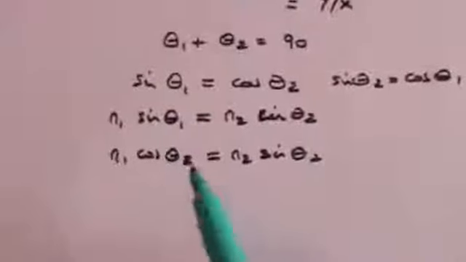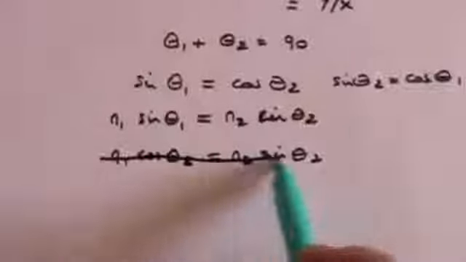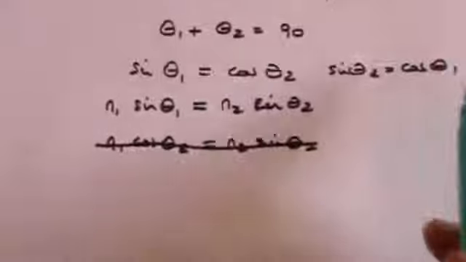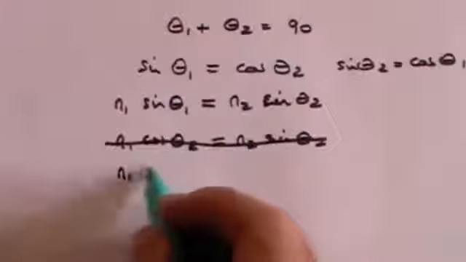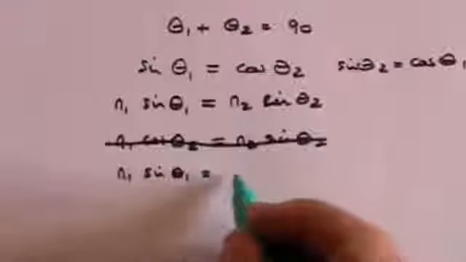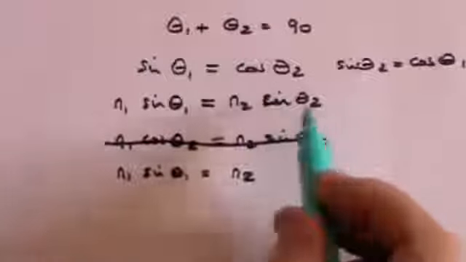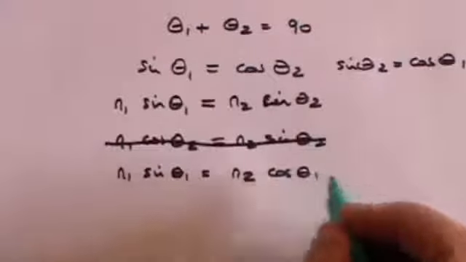And so now what I will do is I'll ignore what I just did there, and instead I will replace sine theta 2 by cosine theta 1. So now I'm going to get n1 sine theta 1 equals n2, and instead of sine theta 2 I'm going to put cosine theta 1.